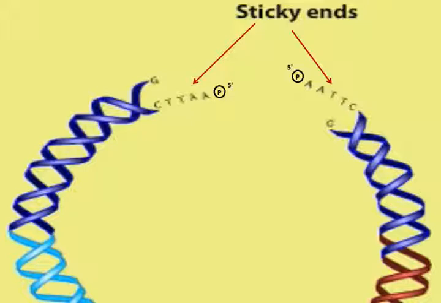Now if it is left in this way, there is every chance that the sticky ends may join to each other again based upon complementary pairing. Hence, after restriction digestion, dephosphorylation of the vector is necessary.